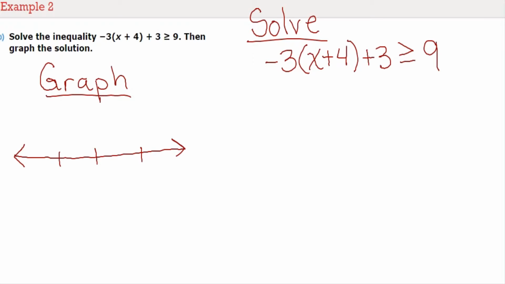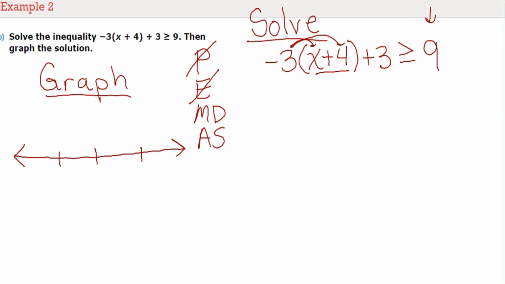First, we have to simplify both sides of the inequality. This side is already simplified because there are no more like terms to combine. The other side, we have negative 3 times the quantity x plus 4, plus 3. So we need to distribute this negative 3 inside of the parentheses first, because the order of operations tells us to do parentheses, exponents, multiplication, division, addition, and then subtraction. We don't have anything we can combine inside of the parentheses because they're not like terms.